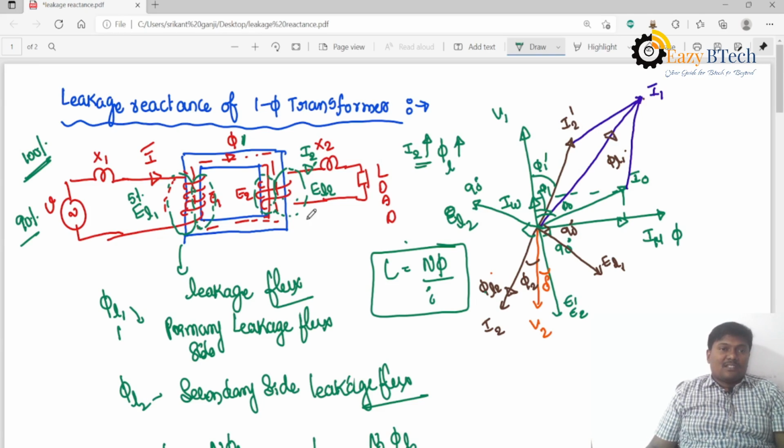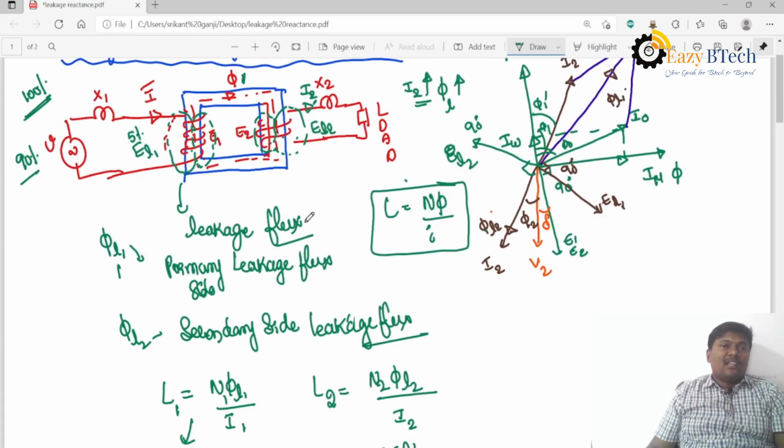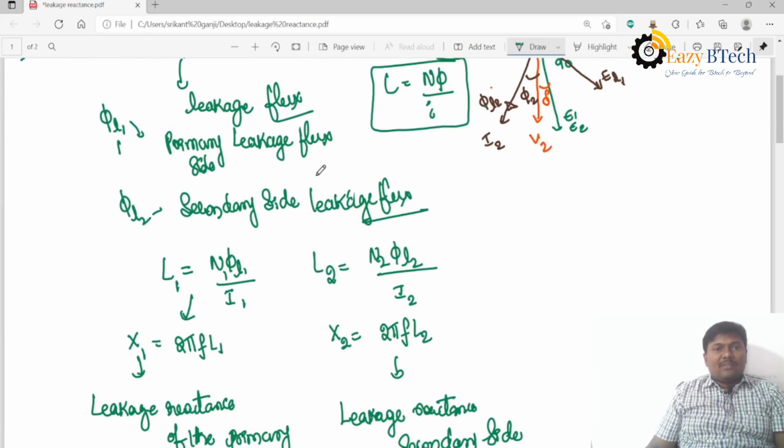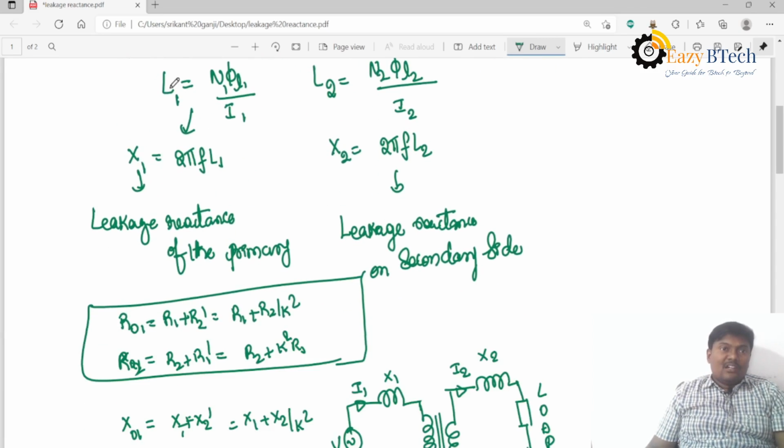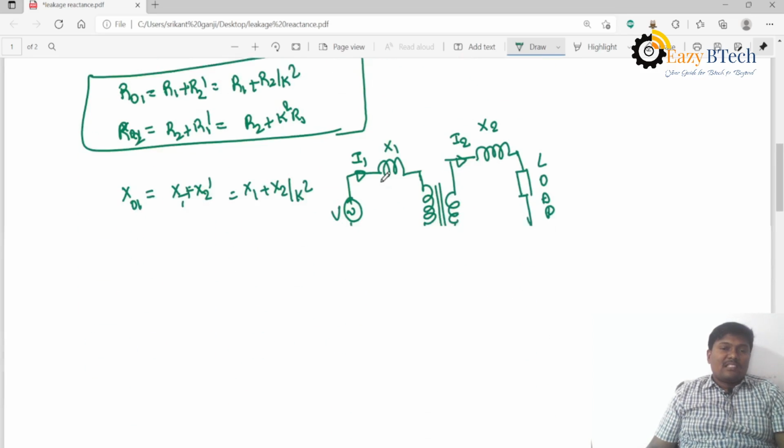Due to this leakage flux, an EMF is induced, called EL1, that is exactly 90 degrees to phi L1. Both I1, the primary current, and the leakage flux are in the same phase, and with respect to phi L1, EL1 is 90 degrees lagging. So phi L1 is called the primary side leakage flux. This is called the secondary side leakage flux. Due to this, we have an inductance. L1 is equal to N1 into phi L1 by I1. L2 is equal to N2 into phi L2 by I2. After that, leakage reactance is formed, of the primary as well as the secondary.